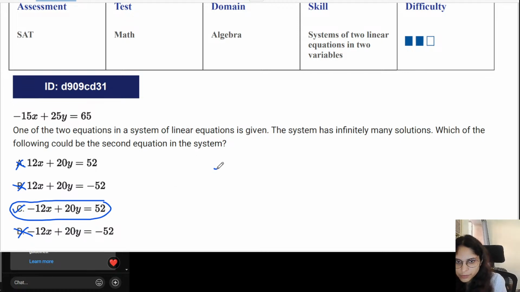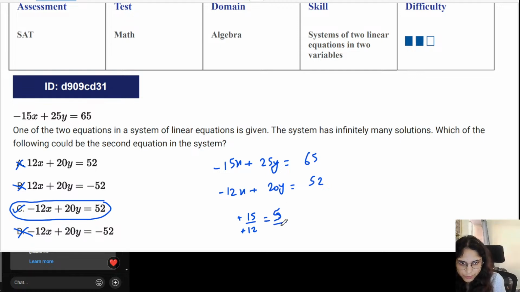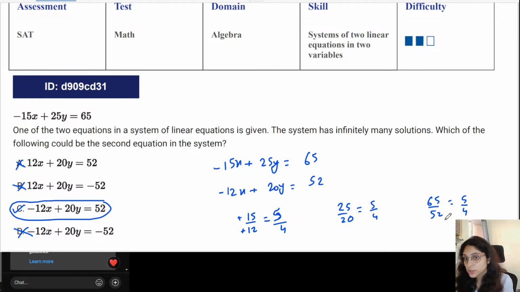Or you can also see negative 15x plus 25y equals 65, and negative 12x plus 20y equals 52. We can check. Negative 15 over 12 is going to be 5/4 because both are divisible by 3. 25 over 20 is again 5/4, both are divisible by 5. 65 over 52 is also 5/4, both are divisible by 13. So if you have more than one option like that, then you do the process of elimination.